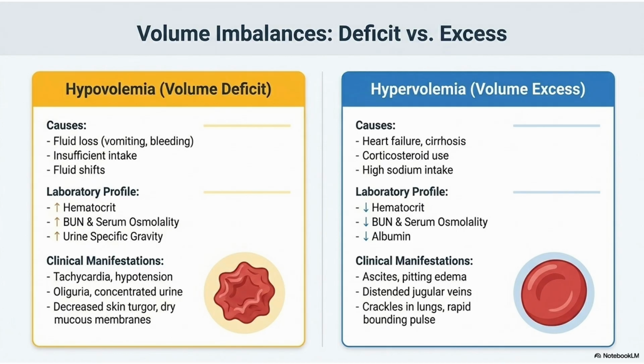What clinical manifestations are you going to see? You're going to see ascites, swelling and fluid in the abdominal area. Pitting edema, that means you're going to press on the legs and stuff, on the edema, and it's going to be pitting. That means it stays dented, right? Distended jugular veins, crackles in the lungs, rapid bounding pulse. You're basically just wet everywhere.